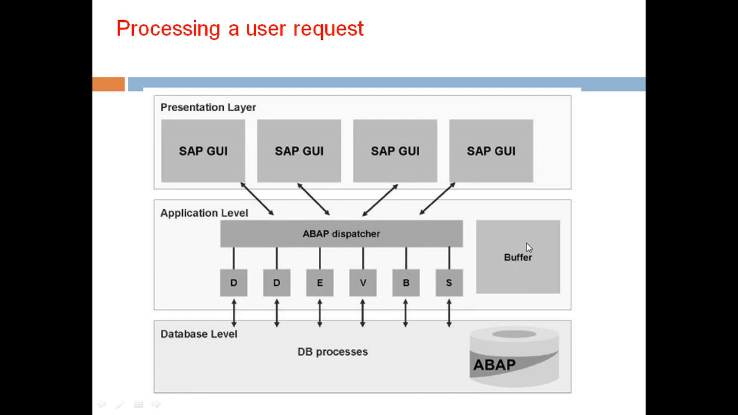Now you can see here the buffer. What is the role of the buffer here? The buffers help to speed up processing of user requests. Data that is often read but seldom changed, for example programs or customizing data such as clients or company codes, can be kept as a copy of the database content in the shared memory of the application server. This means that the data does not have to be read from the database every time it is needed, but can be called very quickly from the buffer. So each instance has its own buffer.